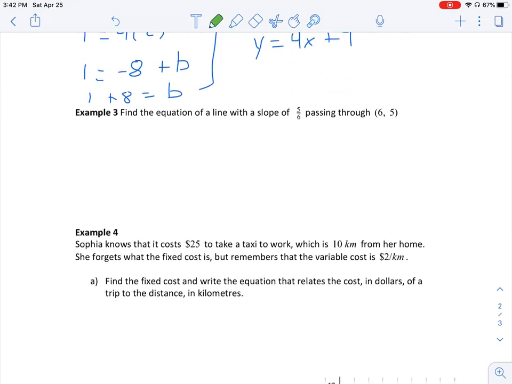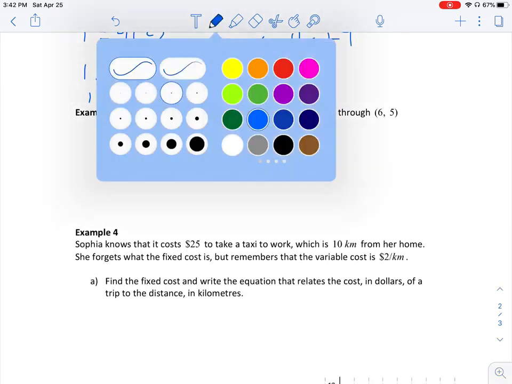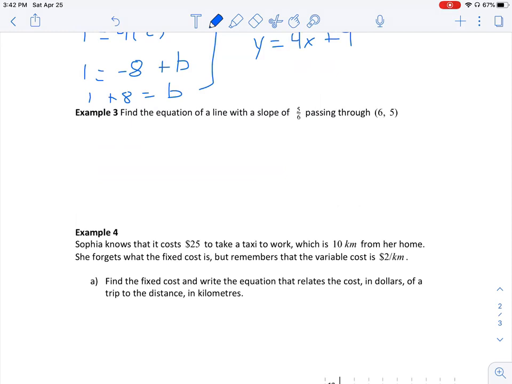So find the equation of a line with a slope of 5 over 6 passing through the points 6 and 5. So my equation of the line, y equals mx plus b. What do I know? y equals 5 over 6x plus b. We're trying to find our b. Plugging in our values that we know, well, my y value is 5, is equal to 5 over 6 multiplied by the x value, 6, plus b.